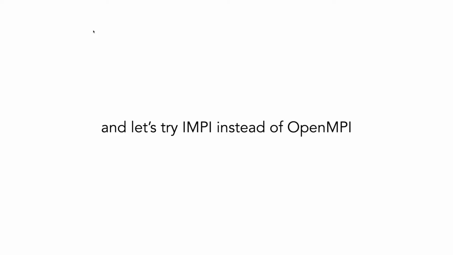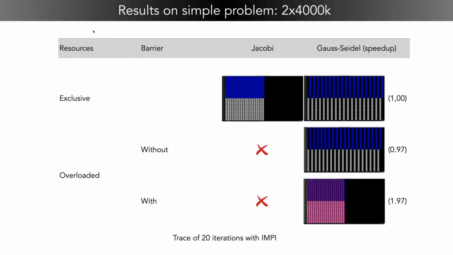Now what I've done is to try IMPI, because before we were using OpenMPI. And what we see here is a very different situation. The oversubscription with IMPI when using this barrier is almost perfect. We have a speedup of 1.97. This means that Gauss-Seidel is almost as efficient as the Jacobi in this case. Using the same amount of resources, we know that we will converge twice faster. So this is really what we were looking for.